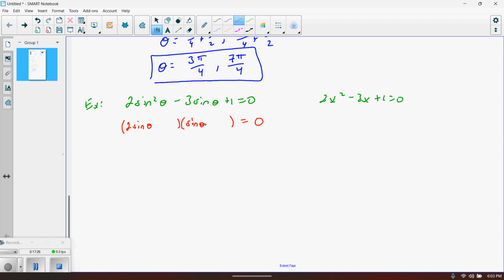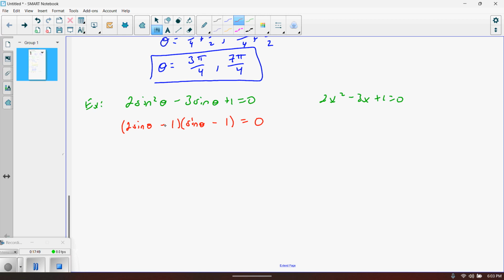Unfortunately, the constant term is 1, so the only way you're getting that is a 1 and a 1. And since that middle term is negative, both of these are going to have to be negative so that when I multiply the ones together, I get positive 1. And when I add these terms together from distributing, you're going to end up with a negative 1 sine and a negative 2 sine, which will add up to negative 3 sine of theta.